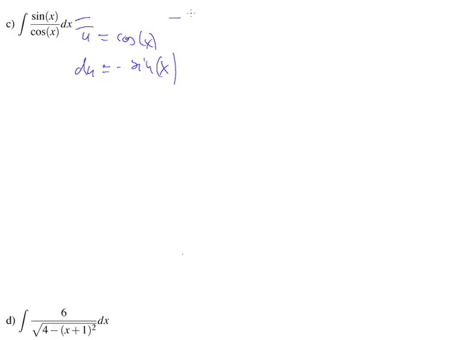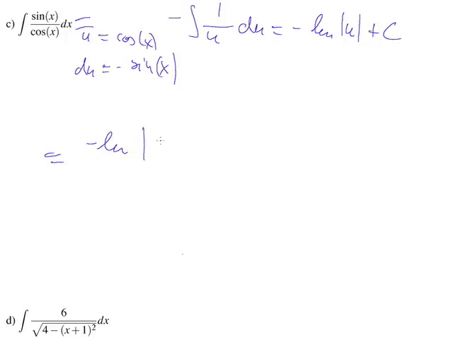So this is minus the integral over 1 over u du, which is minus the natural logarithm of the absolute value of u plus c, which, substituting back, is minus the logarithm of the absolute value of cosine of x plus c.